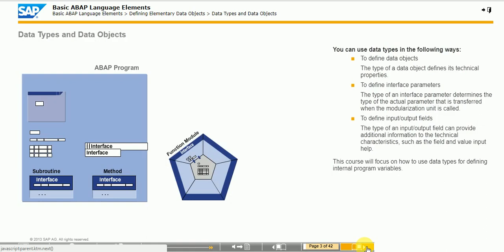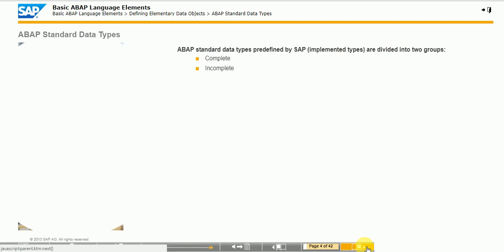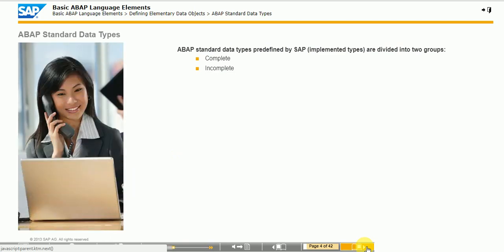A formal variable description is called a data type. A variable or constant that is defined concretely by data type is called a data object. The figure shows how data types can be used. ABAP standard data types, predefined by SAP or implemented types, are divided into two groups.